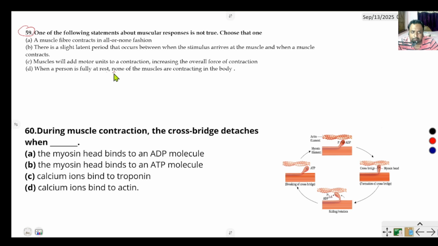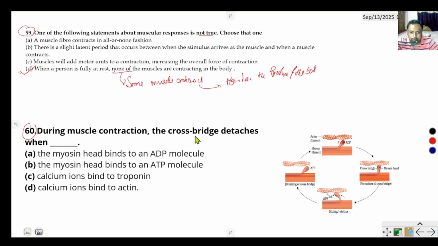Not so. Some muscles contract. When you relax, some muscles contract that maintain the posture of the body. So D is not true. Other options are correct. Question number 60.